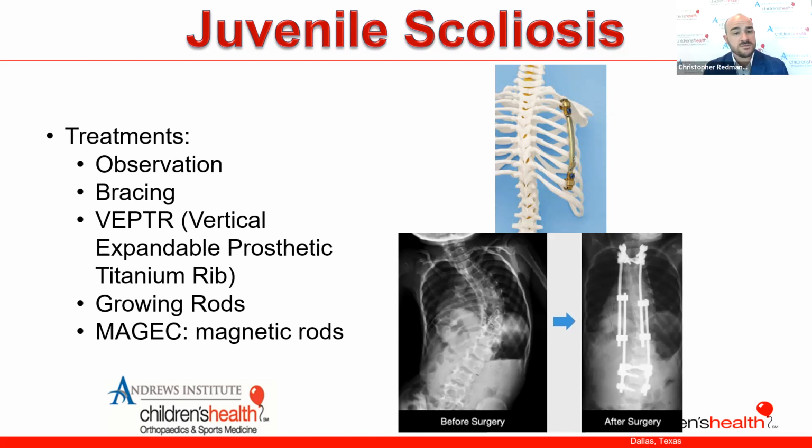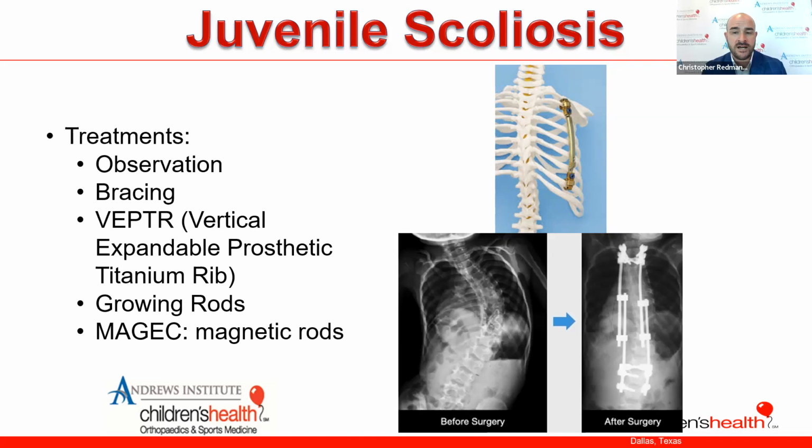Another form of treatment is what's called a vertical expandable prosthetic titanium rib, or a VEPTR. This is a device that's pictured here at the top that attaches to the ribs themselves and spreads the ribs, attempting to correct the spinal curvature. The advantage of this is that it does not involve the spine, so you're not causing any type of fusion throughout the spine by placing the instrumentation, which is a little bit different than the other forms of treatment, such as growing rods or magic rods or magnetically lengthening rods.